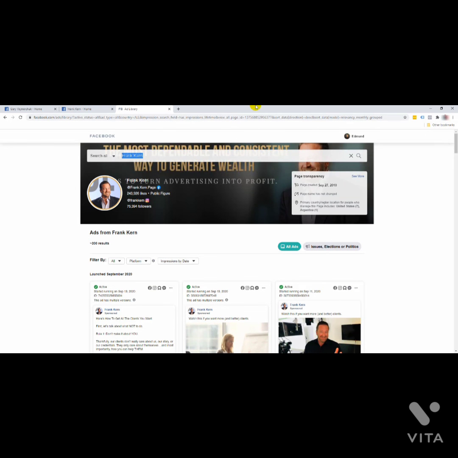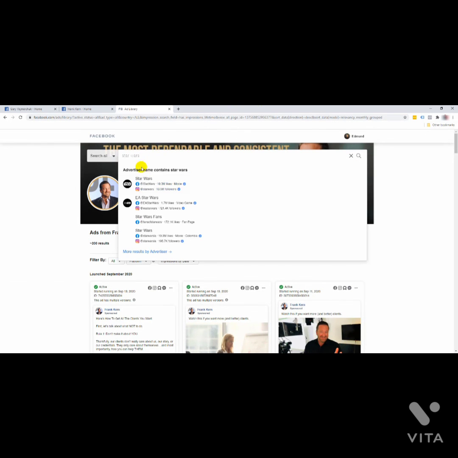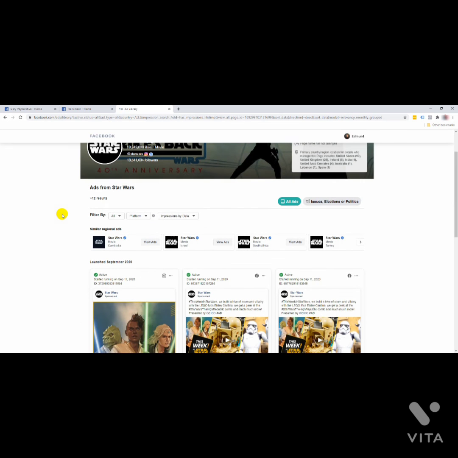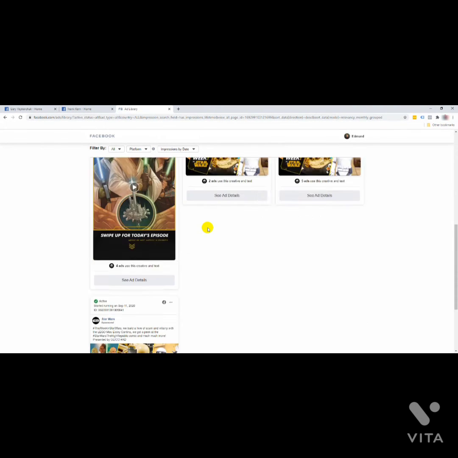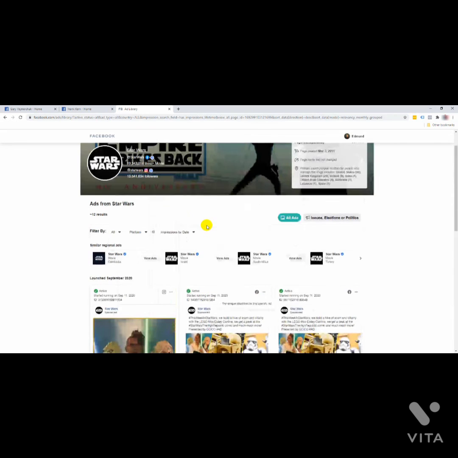Let's just say, for the fun of it, let's go to Star Wars. Okay. Yeah, this is the official Star Wars. And let's see if they're running any advertisements. And yes, they do. Okay, so you can see what kind of advertisements they're running. And if you take a look, you can see what platforms they're running on as well. Like this is on Instagram exclusively. This is on Facebook exclusively. And there we go.